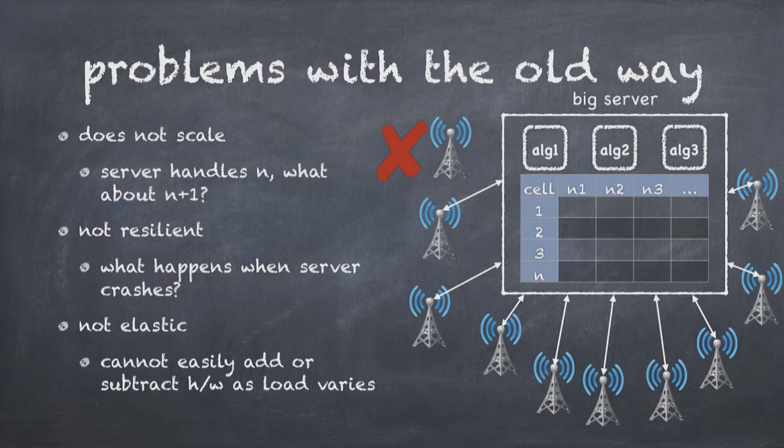Clearly, the big server by itself is not resilient. What happens when it crashes? Yes, there are ways of standing up more big servers beside it, but then you have the additional problem of making your algorithms that just ran globally in memory work for the new big server that you just added. And it's not elastic for similar reasons. You can't easily add new machines to serve new capacity.